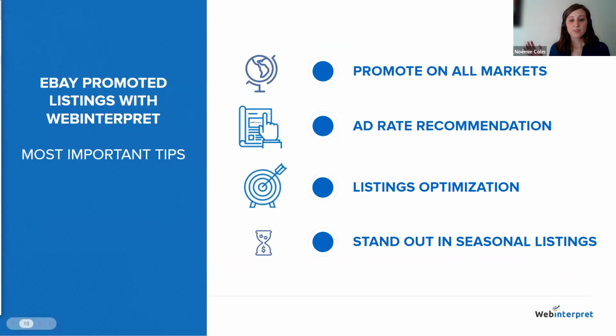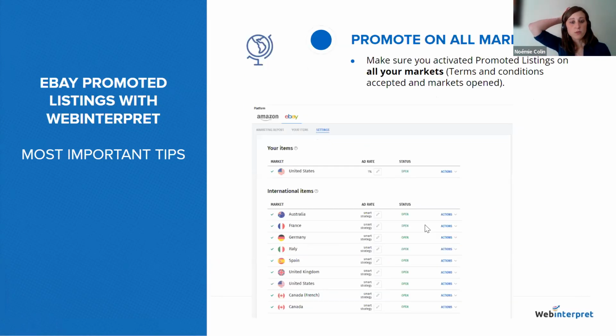Now let's start with the tips section. We would like to give you some tips on how you can impact your performance. The first one, of course, is regarding the markets. Be sure you are promoting items on all available markets you are already listing on. You need to make sure that you also accept the eBay terms and conditions for each of these markets, because otherwise we won't be able to start promoting for you on these markets. You can access this information directly from the settings tab in the marketing section.